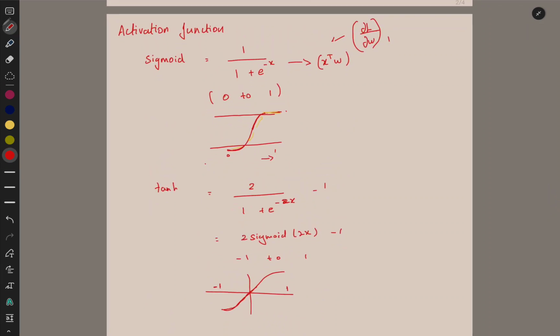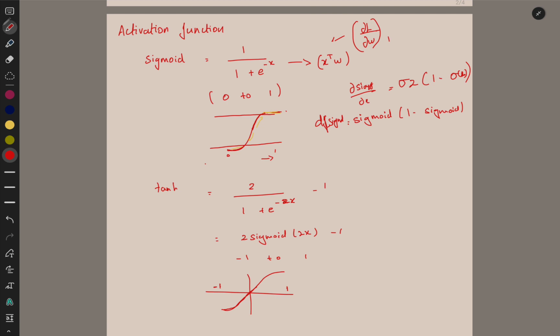You have to compute this, but actually the people who designed these activation functions have a shortcut. If you differentiate a sigmoid activation function, what you will get is a sigmoid activation function only: sigmoid times 1 minus sigmoid. You try differentiating it, you get sigmoid times 1 minus sigmoid only.